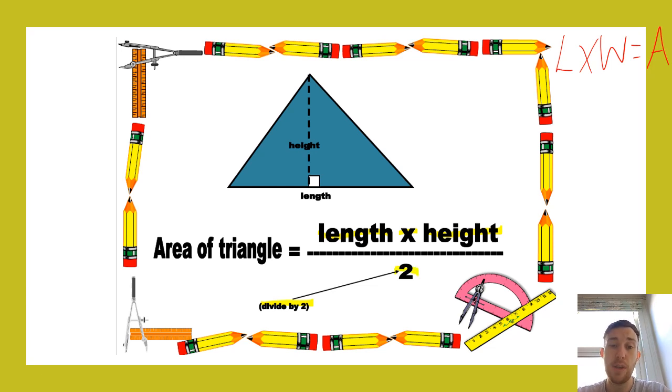Okay, because if we were to chop this particular triangle off of this one and put it here, it would make a square or a rectangle. So that is why we divide our length times height by 2, because a triangle is essentially half of a rectangle or a square.